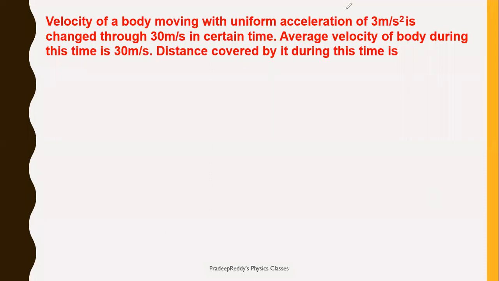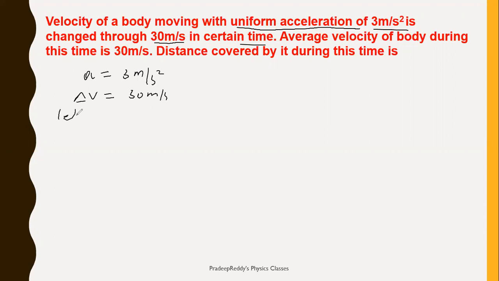Students, in the last two problems we have used the equations of motion and solved for different unknown quantities. Now we have another problem where the velocity of a body is moving with uniform acceleration of 3 meter per second square. First write down the quantities given to you. Acceleration is uniform, it is 3 meter per second square. And the velocity of the body is changed through 30 meter per second in a certain time. That means velocity is undergoing a change and this is 30 meter per second. In how much time is not mentioned.